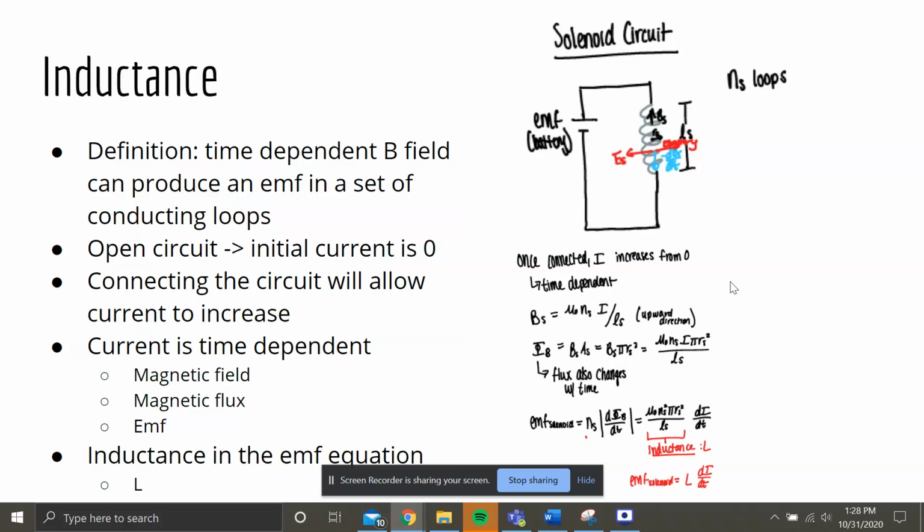Something that I learned from this video that I didn't know before was that we can further simplify the equation for the EMF by replacing the inductance with a capital L. In our equation for EMF, the inductance was mu naught n_s squared pi r_s squared divided by l_s. I did not know that the electric field for the solenoid would oppose the electric field for the EMF, as seen in the picture.